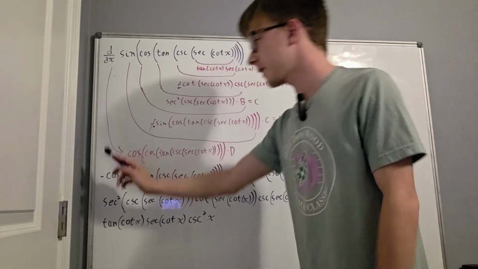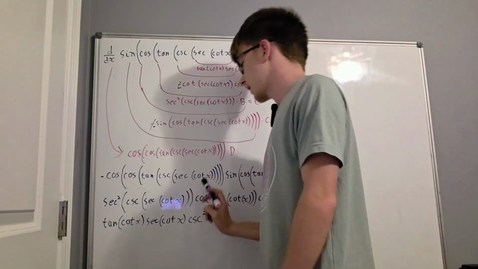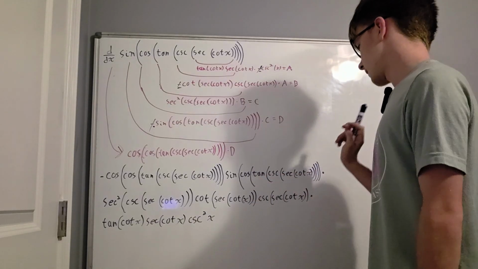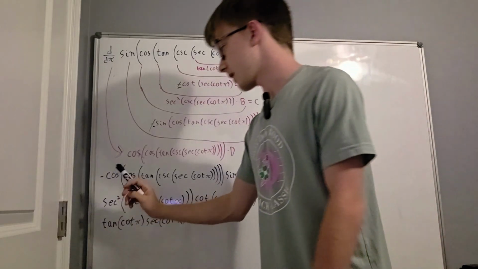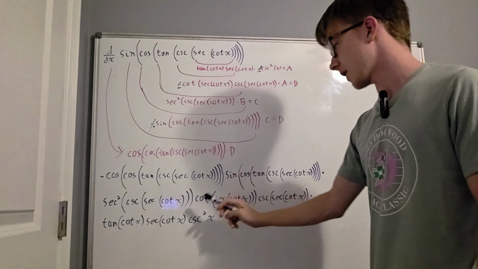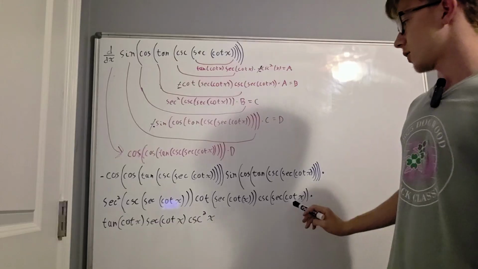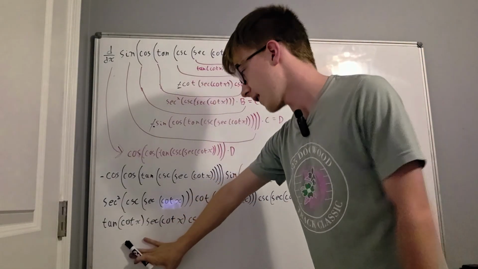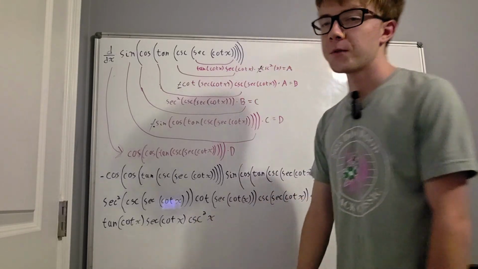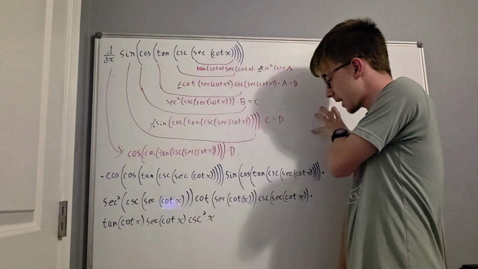The negative cosine of the tangent of the cosecant of the secant of the cotangent of x, times the sine of the cosine of the tangent of the cosecant of the secant of the cotangent of x, times the secant squared of the cosecant of the secant of the cotangent of x, times the cotangent of the secant of the cotangent of x, times the cosecant of the secant of the cotangent of x, times the tangent of the cotangent of x, times the secant of the cotangent of x, times cosecant squared of x. So if you ever wanted to know, this is always on the table for a fun fact.